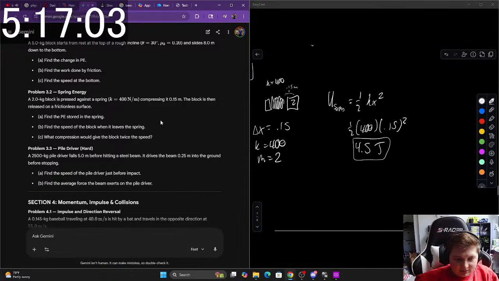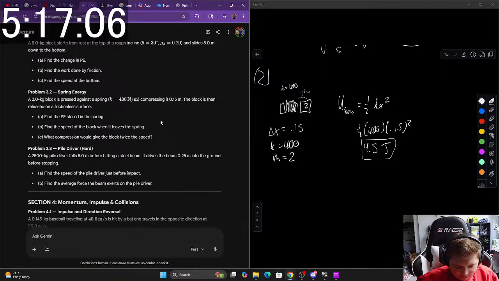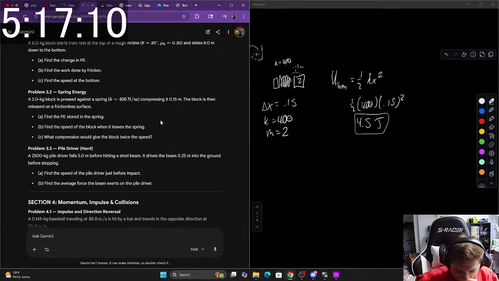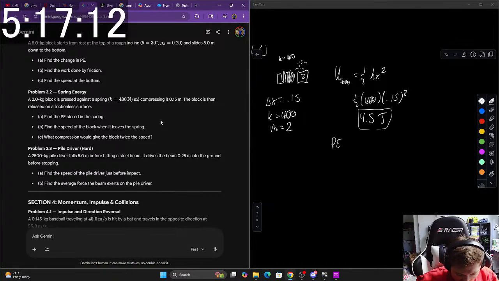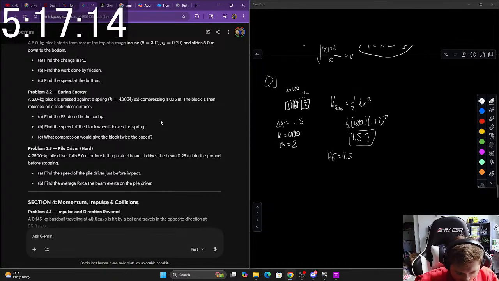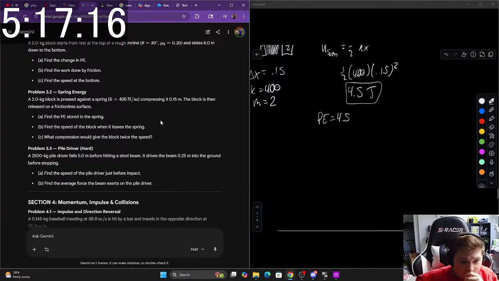Find the speed of the block when it leaves the spring. Really not very good with this stuff. So if the potential energy is equal to 4.5, when it leaves the spring it's going to be all kinetic, right?